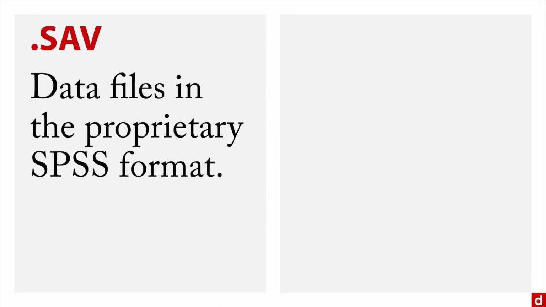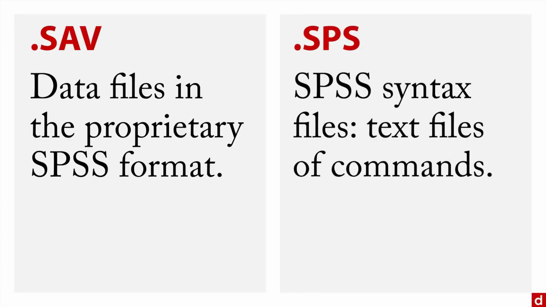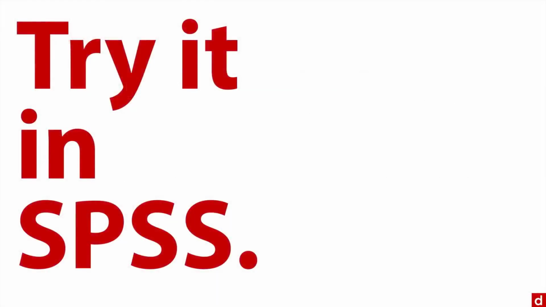Now there's a few kinds in particular that are important. There are the .sav files. These are data files in the proprietary SPSS format. They can only be opened up in SPSS, usually. And there are also .sps files, and these are SPSS syntax files. They're text files with the commands that can run a number of analyses and graphs and other functions in SPSS. Now, we can try it in SPSS by having you on your computer open up the window and opening up a file called demo.sav. But let me show you how it works.